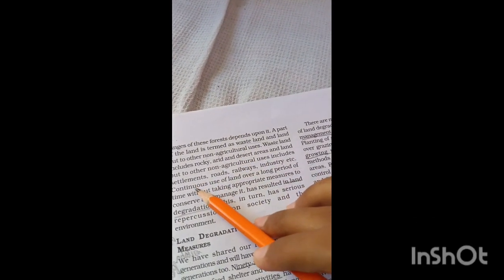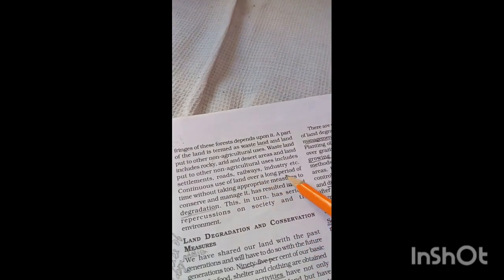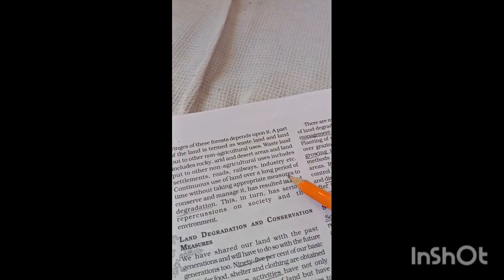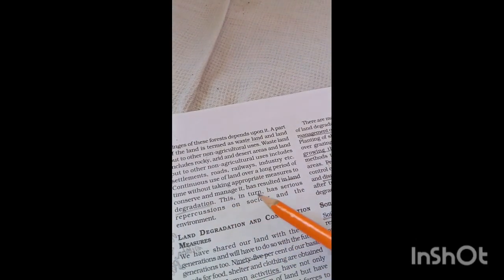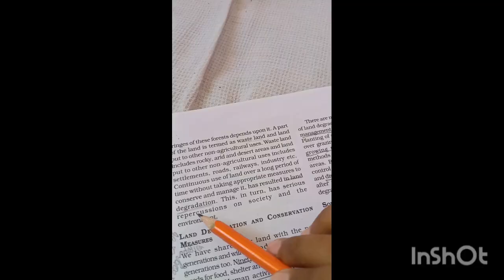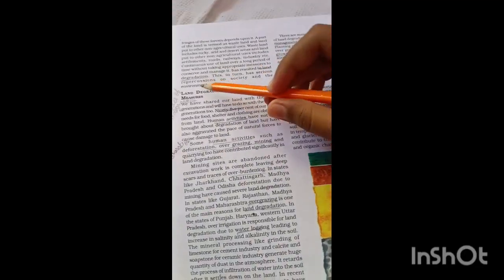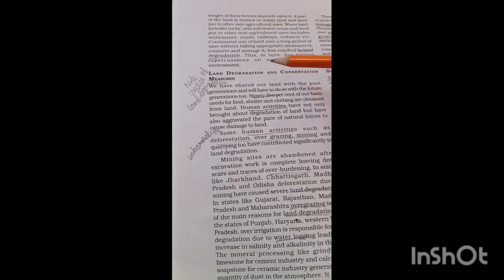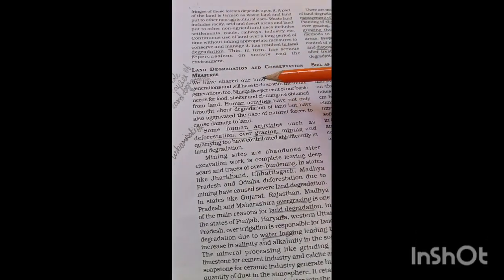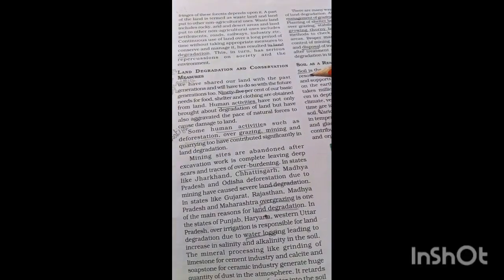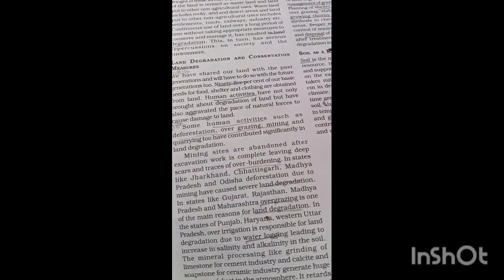Continuous use of land over a long period of time without taking appropriate measures to conserve and manage it has resulted in land degradation, guys. This in turn has had serious repercussions on society and the environment. Land degradation and conservation measures. We have shared our land with the past generations, and we will have to do so with the future generations too.